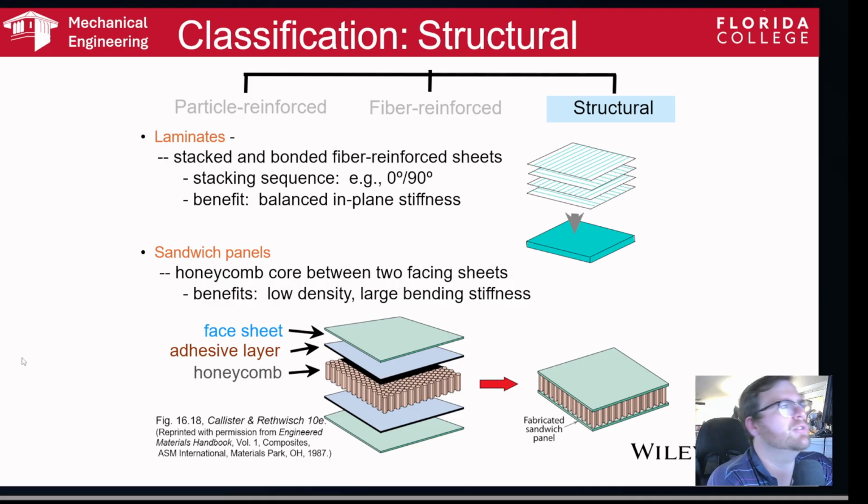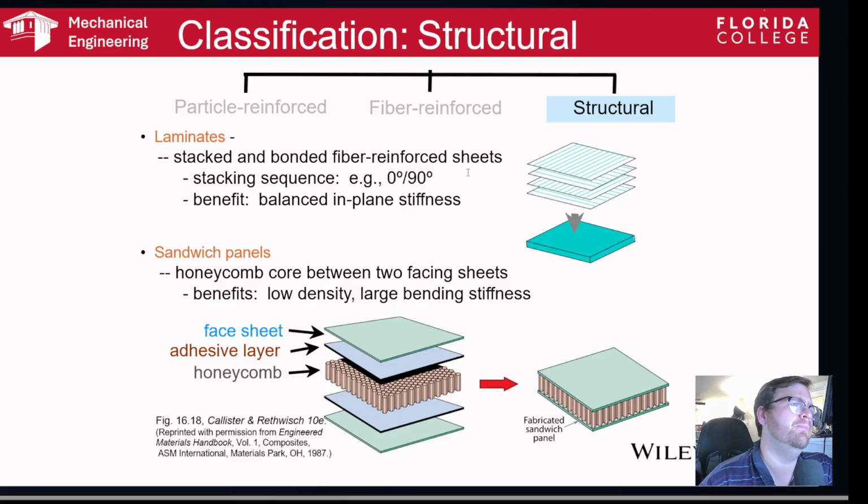Okay, so then here are our structural composites. Our laminates, and it's kind of like what I described before, but these are stacked in certain orientations. So you could have a stacking sequence like 0 degrees, 90 degrees, 0 degrees, 90 degrees, and alternate that way. Or you could have 0 degrees, 1 degree, 2 degrees, 3 degrees, all the way up to 360 degrees.